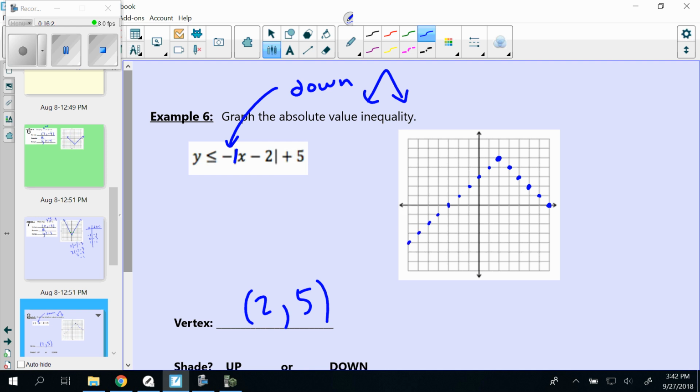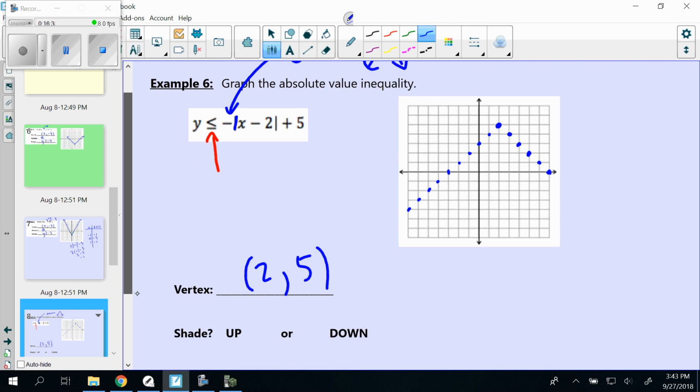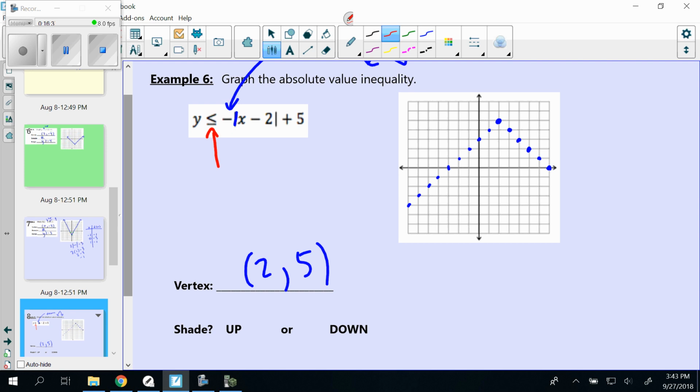Now, one other difference on this one, we don't have an equal sign. We have a less than or equal to sign. So that tells us we've got to decide, should we use a solid or dashed or dotted line? Anytime you've got equal to, we want to use a solid line. So we're going to connect these with a solid line.